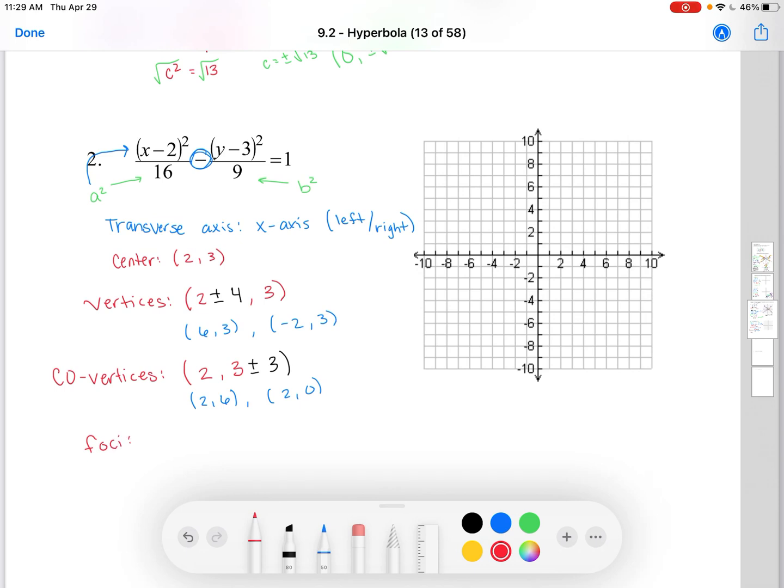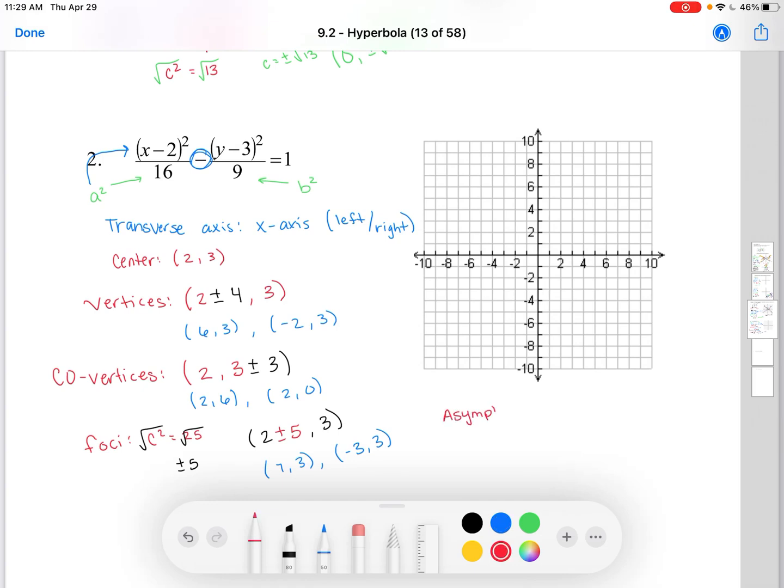Looking for my foci, we have a squared plus b squared, so 16 plus 9 is going to give me 25. When I take the square root of 25, that's going to give me plus or minus 5. Again, since we're working on the transverse axis in comparison to the x, that is going to shift my center point. Starting at 2, it's going to shift the x-coordinate plus or minus 5, with the y-coordinate staying the same. And if we want those values, those are going to be at 7, 3 and negative 3, 3.